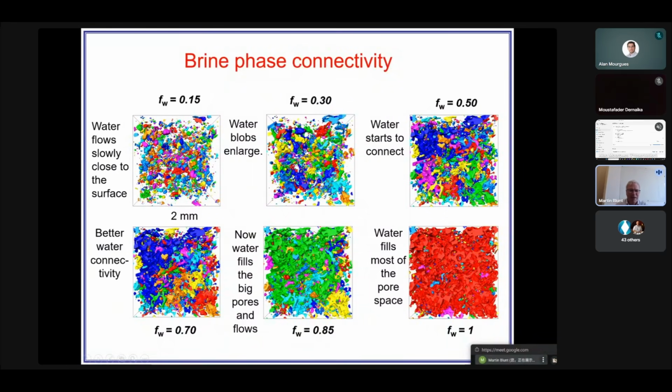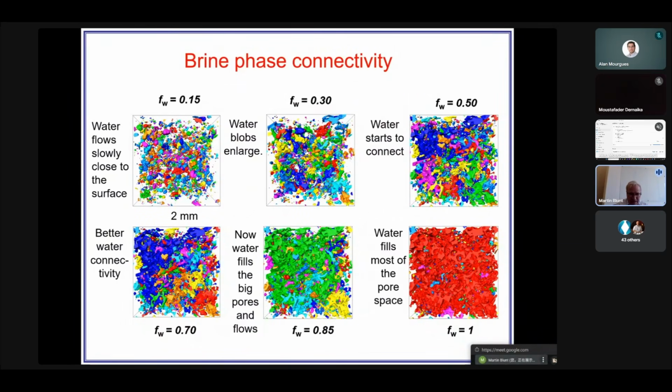Well, what's happening, these are pictures now of a zoom in of the rock with lots of different colors. I can't resolve the water in microporosity or in corners, okay? So I'm just looking at where the water is in some of the bigger pores. And what happens to begin with is it's filling some of the bigger pores at random through the pore space.